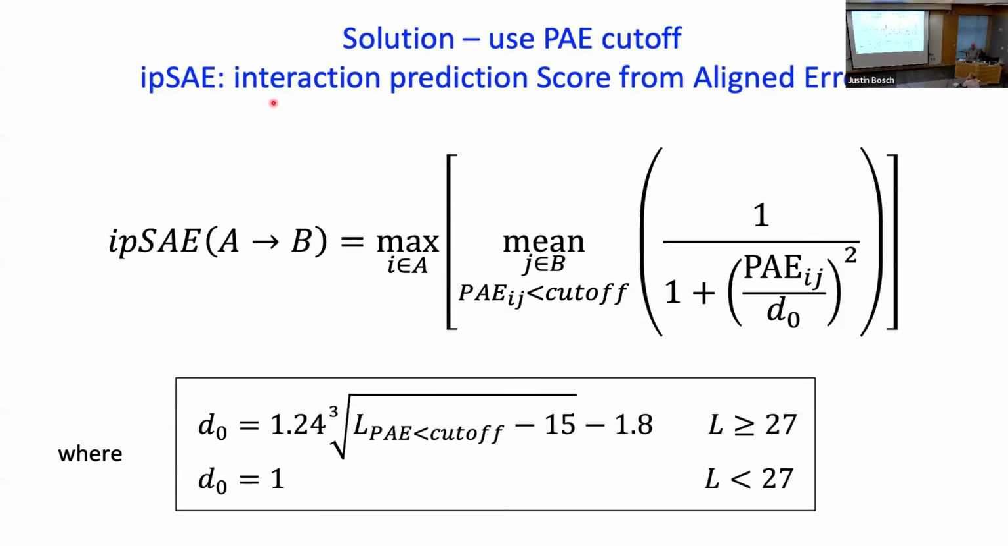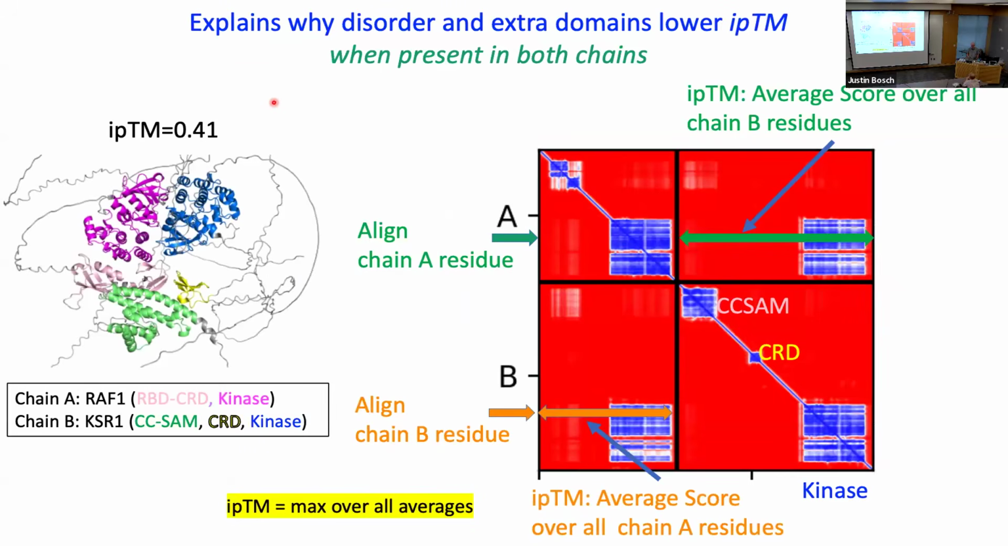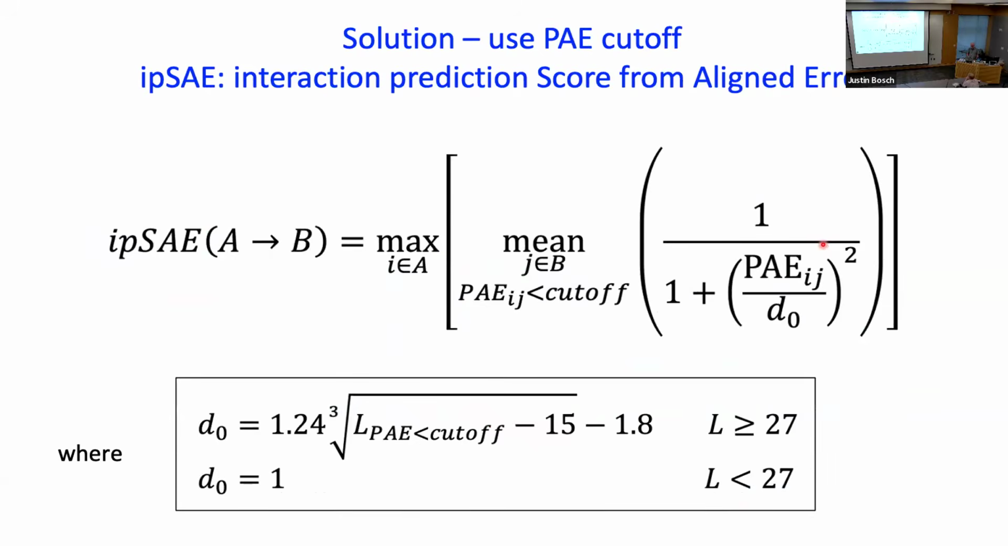Notice this doesn't say interface. ipTM is evaluated over the whole structure. So if I align on chain A, it's evaluated over all of chain B. It has nothing to do with the interface. It is not calculated on the interface. That's got to be very clear. It turns out a lot of the residues in the interface have good PAEs, and so those residues contribute. But it's over the whole domain of the two proteins. That's what that blue square is.